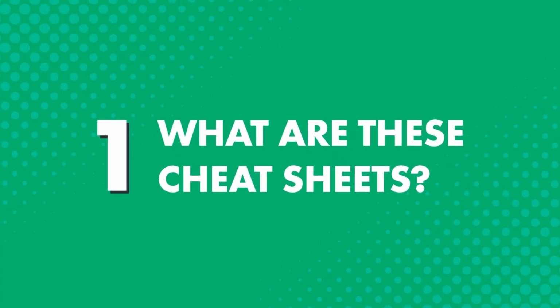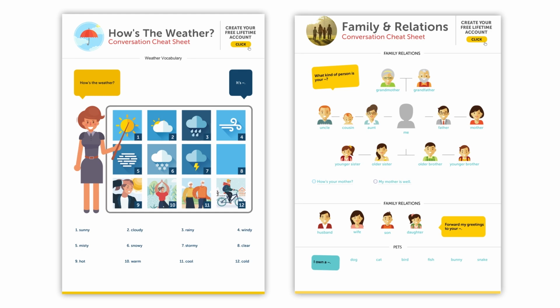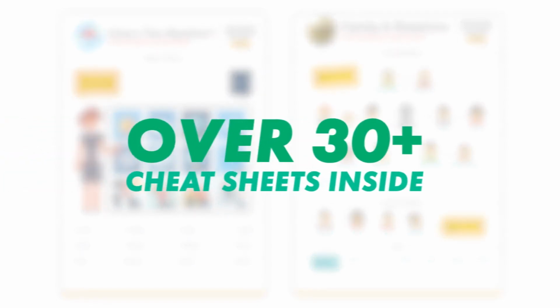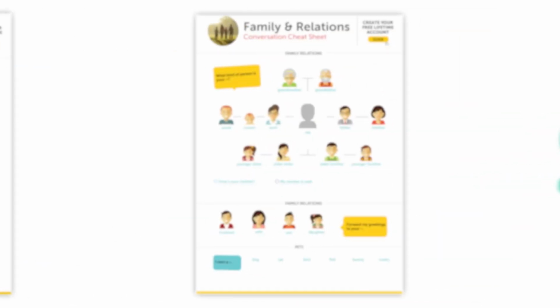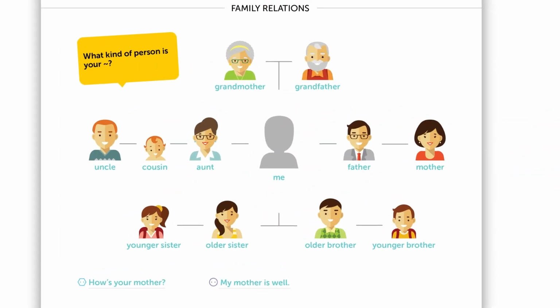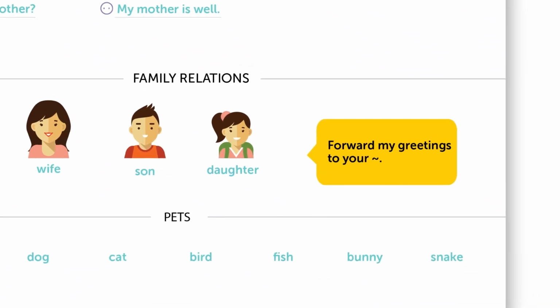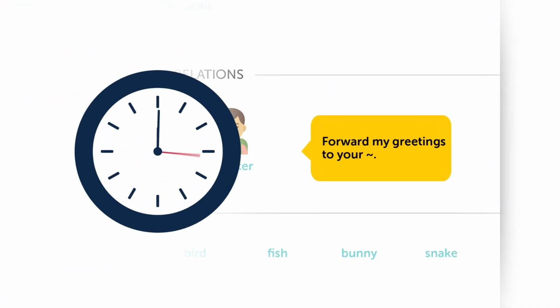First, what are these cheat sheets? With our learning program, you'll learn the language with bite-sized audio and video courses, and as a bonus, you get PDF cheat sheets to help you review the language. These cheat sheets cover must-know topics like weather, family, talking about hobbies, and much more. There are over 30 cheat sheets inside. Inside each cheat sheet, you get the words, phrases, and helpful sentence patterns related to the topic that you can quickly review whenever you have a minute or two.